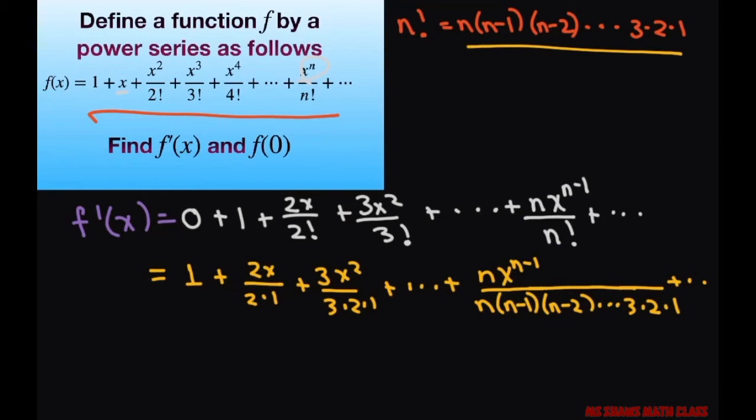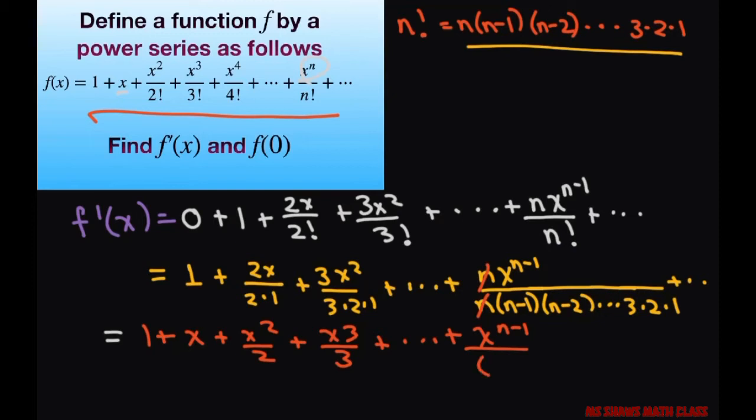All right, now this simplifies to 1 plus x squared divided by 2, and then you would have x cubed divided by 3 and so forth, plus dot dot dot plus, and then this would simplify, the n's cancel. So you're going to get x to the n minus 1 divided by n minus 1 factorial, plus dot dot dot.